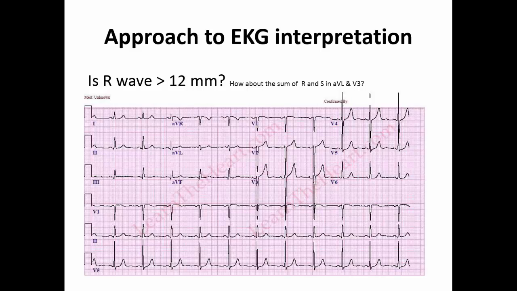Here's another case. R wave in AVL definitely is not more than 12 millimeters in this case. But if you just take a look at the S wave in V3, it's 5, 10, 15, 20, it's 25 or 30 millimeters. So just by itself, without even adding to the R wave and AVL, you're at LVH criteria.